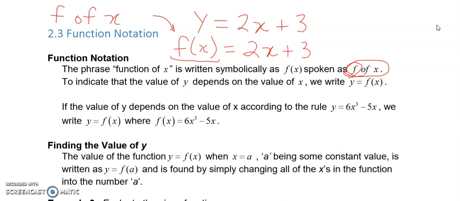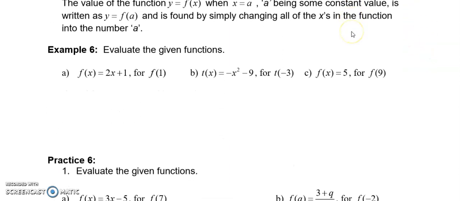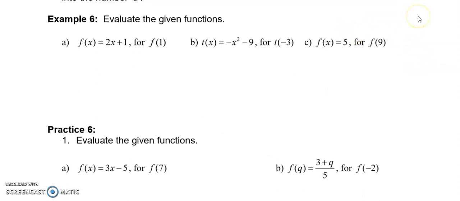F is just the name of the function, and x in the brackets just means that our independent variable is x. Now, you could have functions that look like g of n, for example. So the name of the function would be g, and the independent variable would be n. So it might be something like g of n is equal to n squared, and we would call that g of n. All right, so it's just a simple way that you can write functions. Very simple idea.